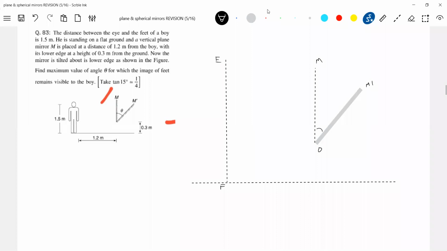Now M dash will come. I'm going to rotate it through an angle theta. Find the maximum value of angle theta for which the image of the feet remains visible to the boy. So what should be the normal?